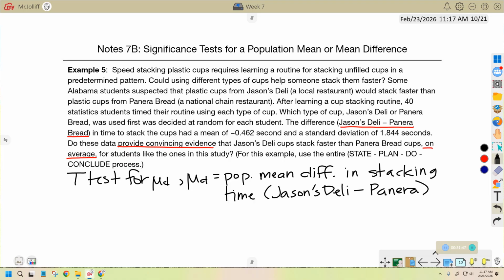As part of this state step, I should pick through that problem, label any numbers I'm given, and write down any assumptions that I'm making. So as I pick through that problem, the first thing I encounter is 40 statistics students. So that is my what? Sample size, very good, sample size. N equals 40 Alabama students.